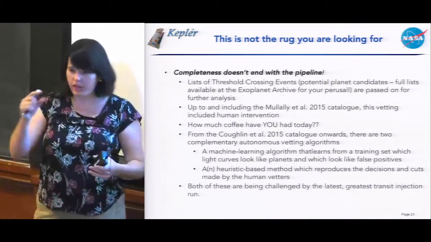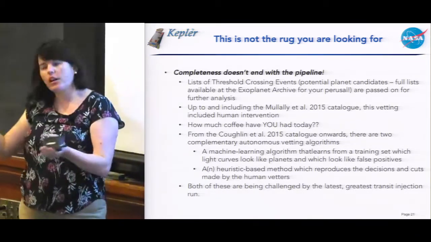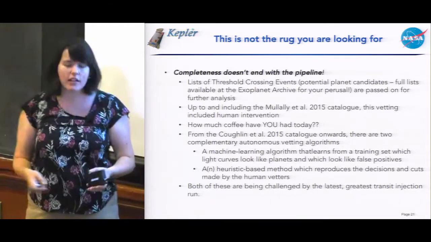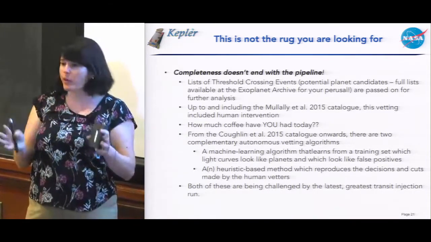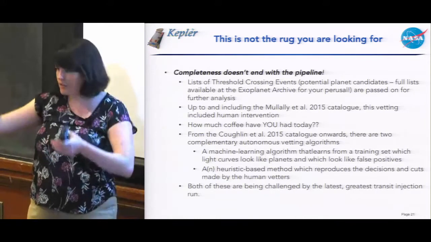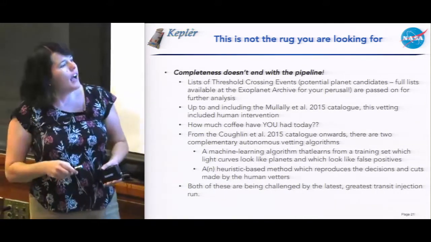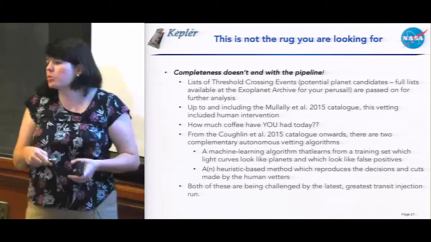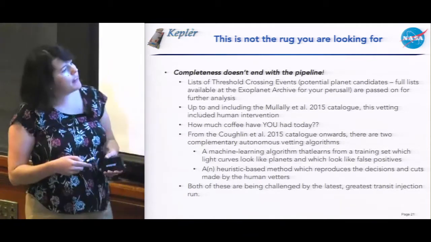The other one is like a rule-based method where the humans were making decisions. It has a secondary eclipse of great significance. There's a centroid offset. There are all of these decisions that get made. So this rule-based one just says, okay, I'm going to do that automatically. If the secondary eclipse is greater than 3 sigma, you're out. You're not a planet. So it just uses the same rules that had been used previously, but automatically applied.